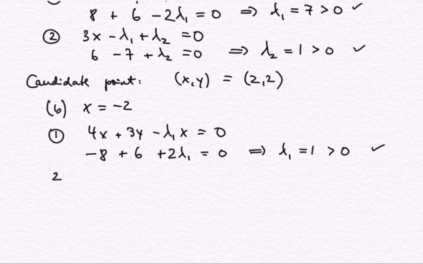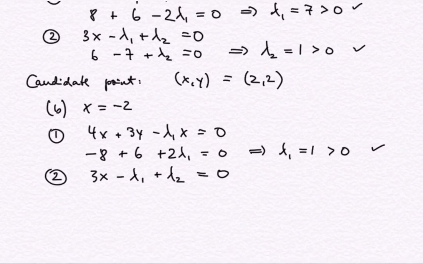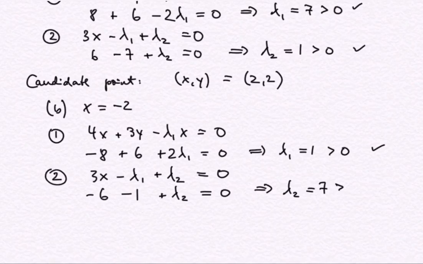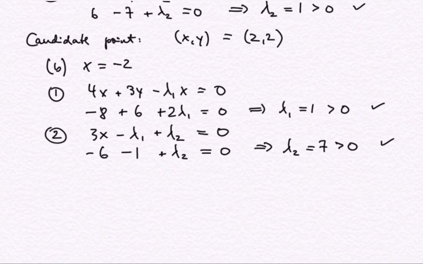I go into condition 2, 3x minus lambda 1 plus lambda 2 is equal to 0. So this is minus 6. Lambda 1 I found is 1, plus lambda 2 equals 0, meaning lambda 2 is 7. The two have switched roles. This is a positive value. Also good news, I have found another candidate point.